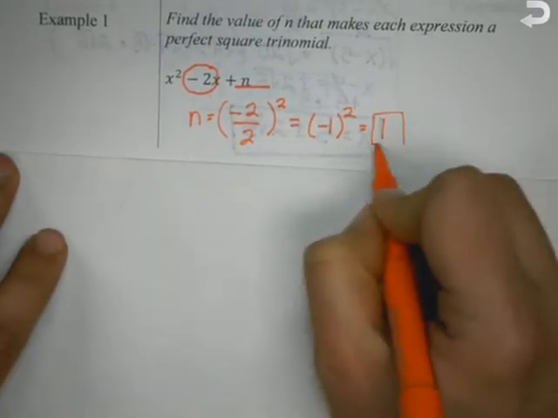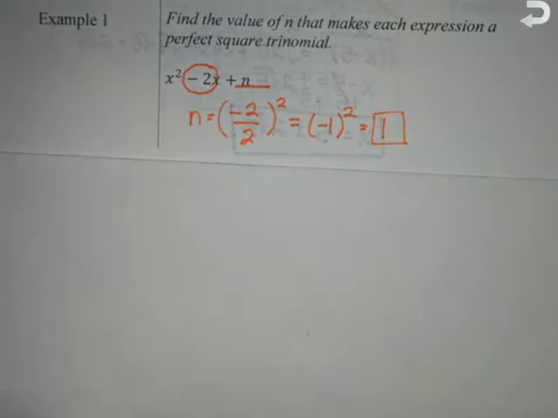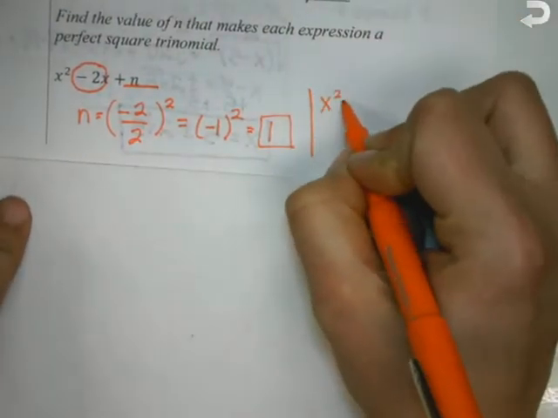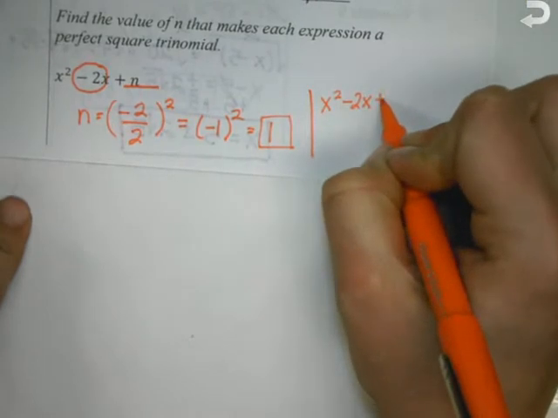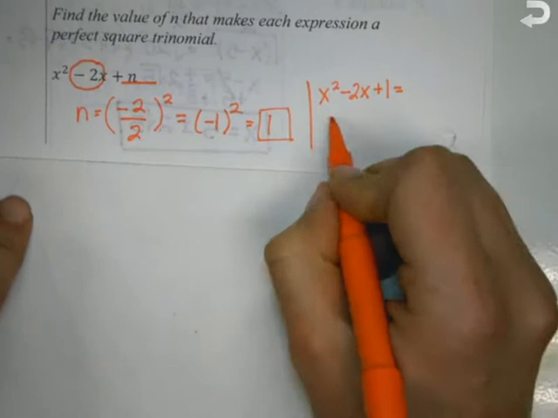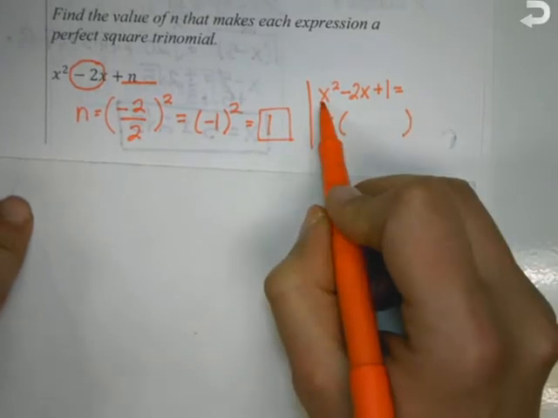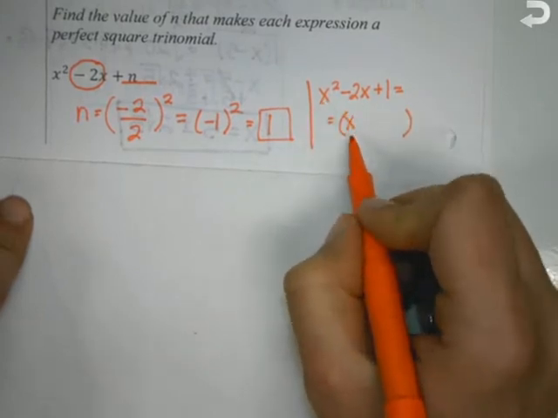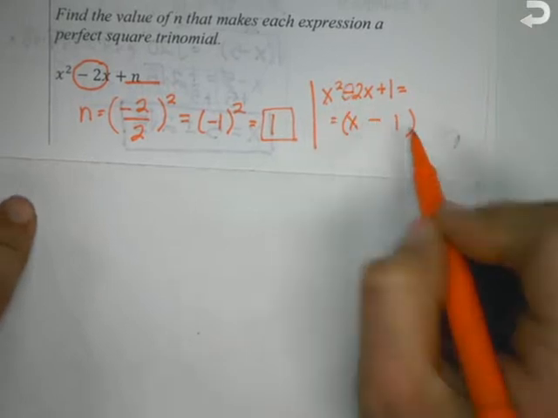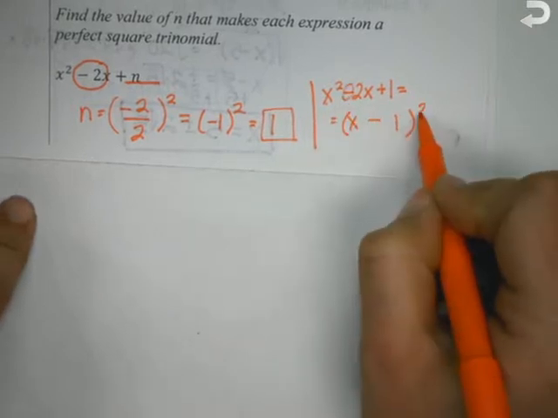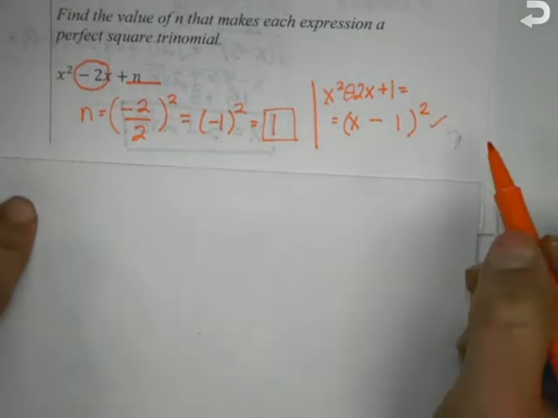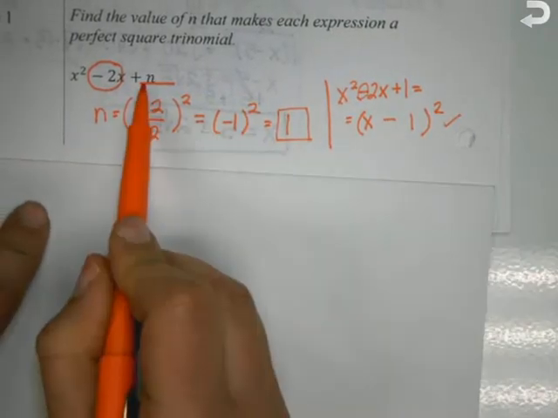Now let's test it. So if I were to plug n in, that would give me x squared minus 2x plus 1. And I want to factor this. So if I were to factor this, I would take the square root of x squared, which is x, the square root of 1, which is 1, and that middle term, which is negative. And then always with perfect square trinomials, we raise it to the second power. So it works. So that's how we're going to find this blank every single time when we are completing the square.